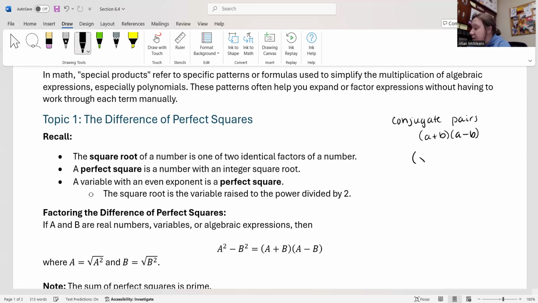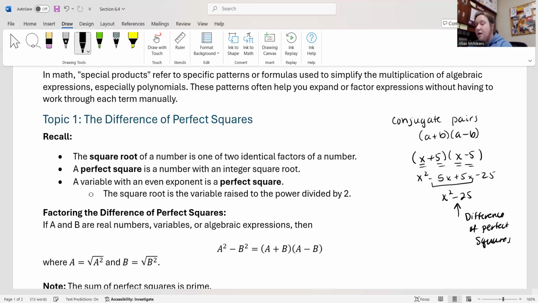We found that if we had something like x plus 5 times x minus 5, we would FOIL and get x squared, x times negative 5, 5 times x, and then 5 times negative 5. What happened was those middle terms always canceled out to just become 0. Anytime you multiply conjugate pairs, things cancel out and just become a 0 in the middle. So we would be left with x squared minus 25. Well, the result is the difference, so subtraction, of perfect squares.